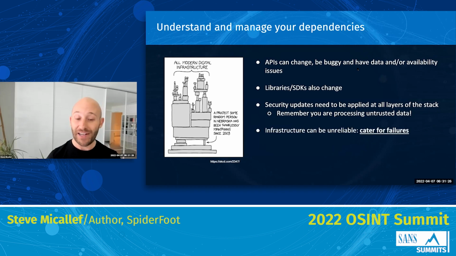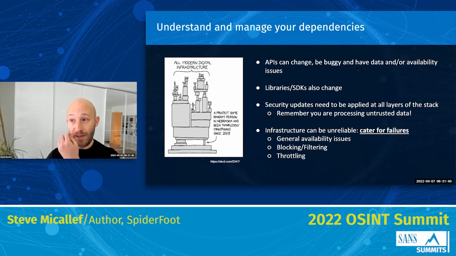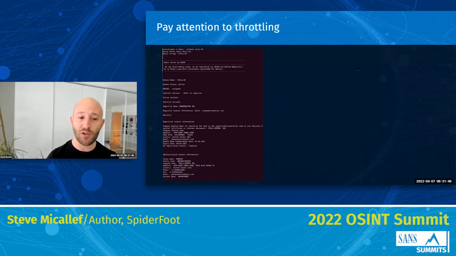And infrastructure can be unreliable, so you really have to cater for failures. DNS, for example, you will have issues with DNS. You will get blocked and filtered depending on how high a volume of automation you're performing. You will be throttled by probably the API service that you're querying. That is quite a common case. Resource constraints, which you may face on your own machine or on the upstream that you're querying.